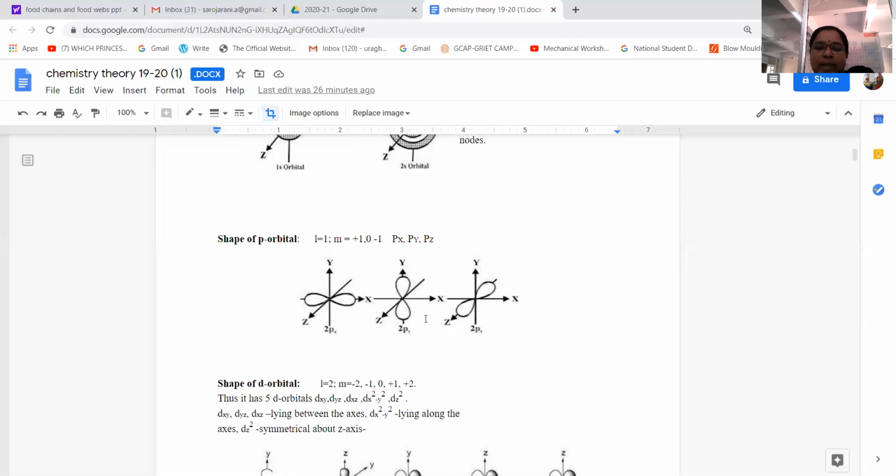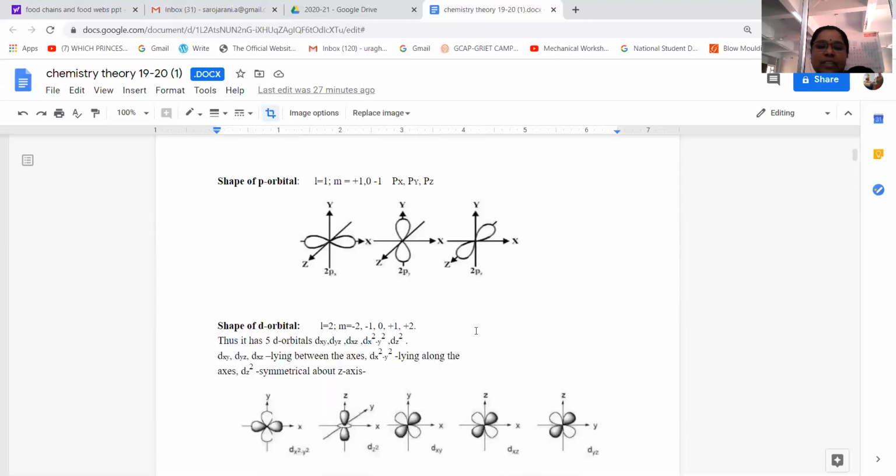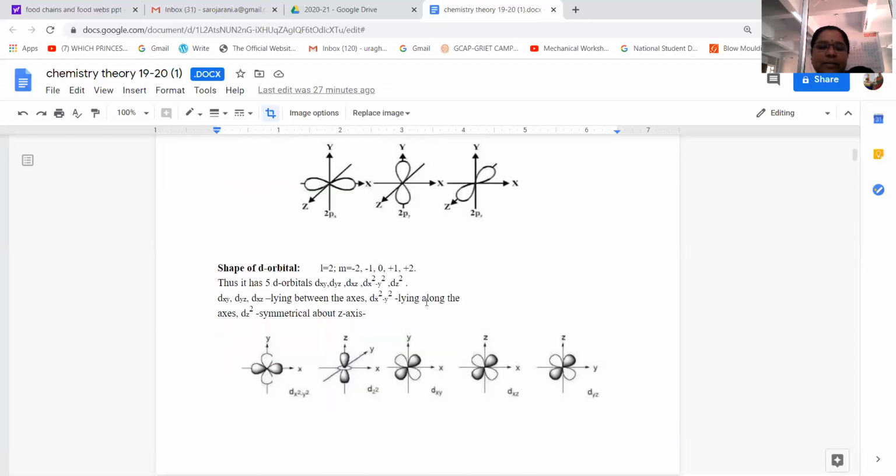Because p orbitals fall in the second shell, if you see the shells K, L, M, and N, the p orbital falls in the second shell. Unless the electrons get filled in the s orbital, they do not occupy the p orbitals. Hence 2p comes after 2s only. In this also the arrangement comes 2px first, 2py second, and 2pz third. These are the shapes of the p orbitals.